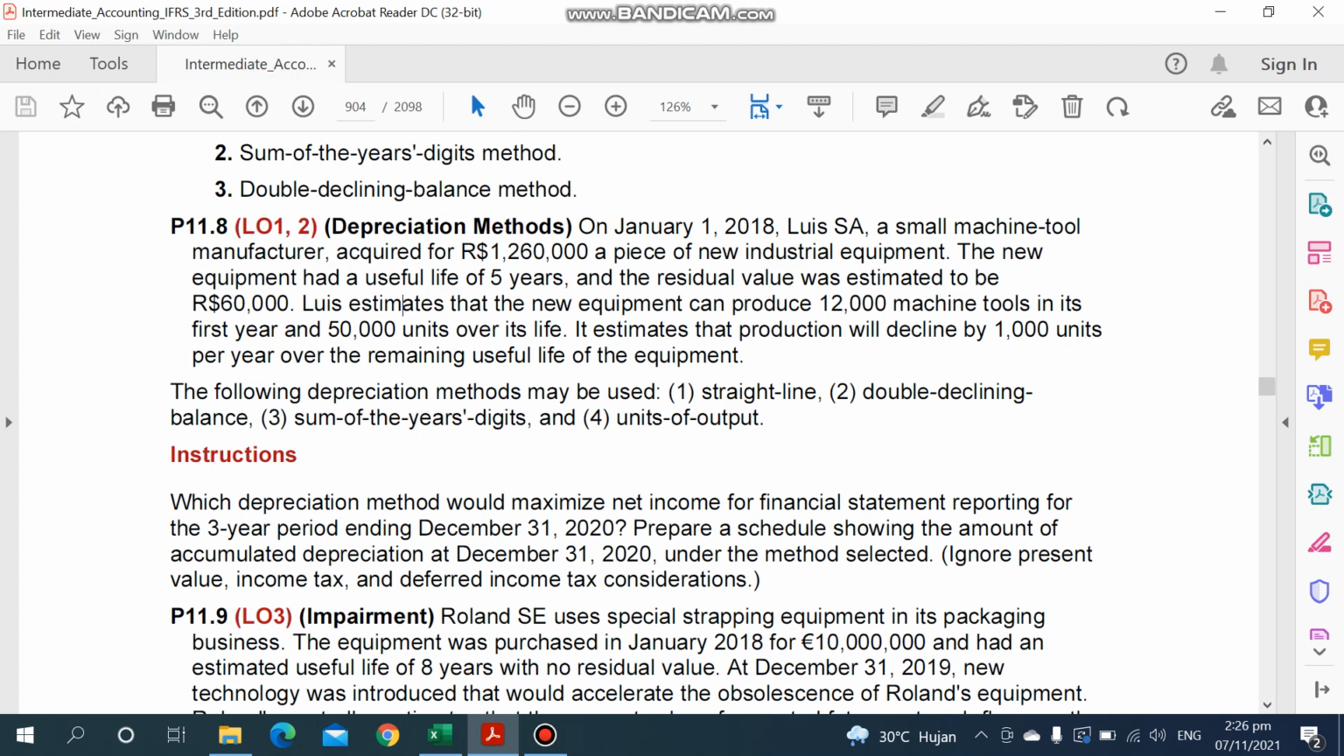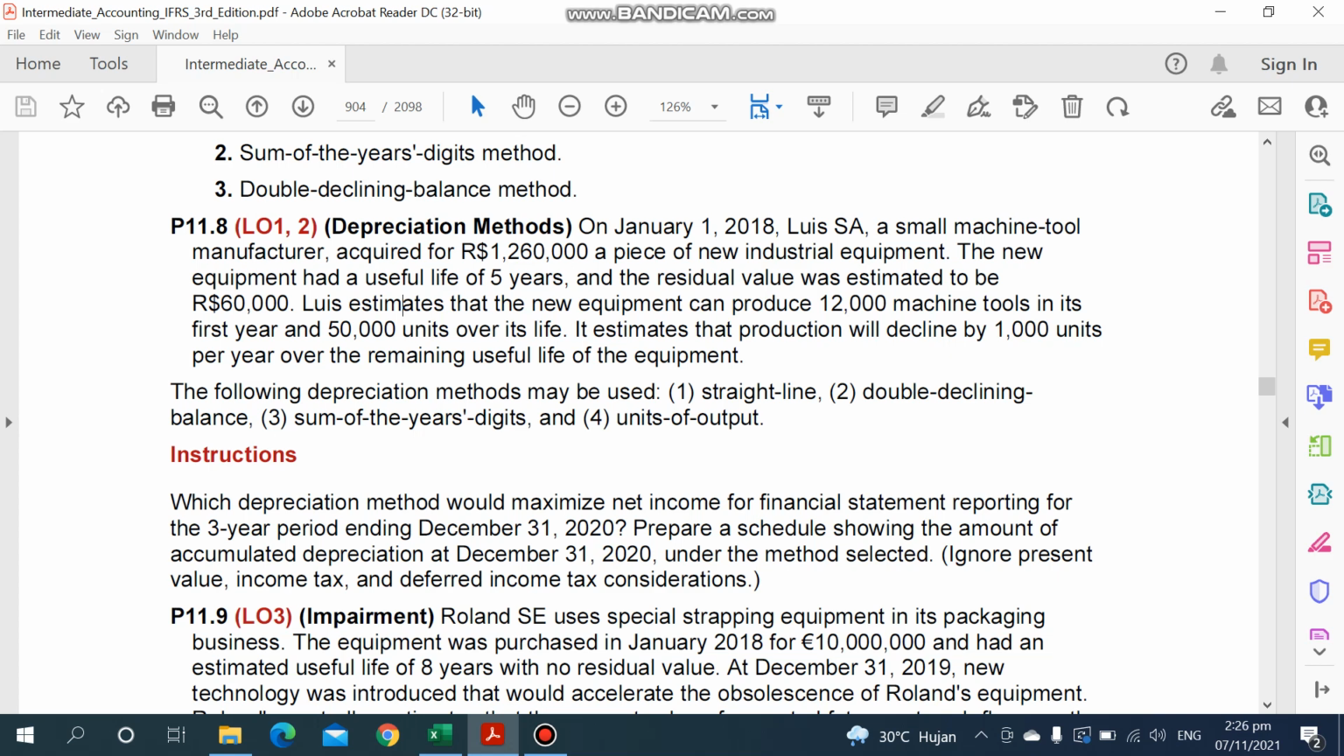Which depreciation method would maximize net income for financial statement reporting for the 3-year period ending December 31st, 2020? Prepare a schedule showing the amount of accumulated depreciation at December 31st, 2020 under the method selected. Ignore present value, income tax, and deferred income tax considerations. So this is a comparison among the 4 methods of depreciation, to see which one will produce the highest net income. It means it will produce the lowest depreciation expense for the 3-year period.